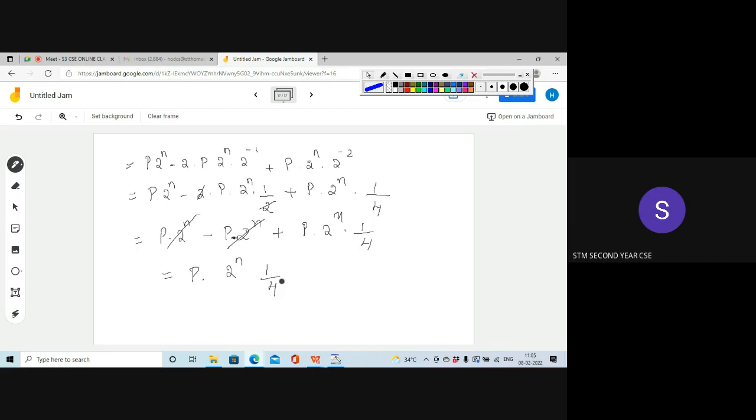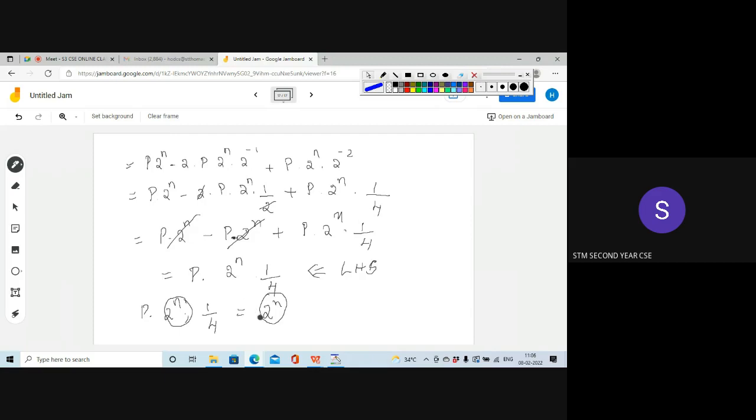Okay. Now I'm going to equate this. This is my LHS, isn't it? Now I'm going to write the entire equation and equate it with RHS. When I solve the LHS, I got this part. So P into 2 raised to n into 1 by 4 is equal to the given. In the given question, the RHS is 2 raised to n, isn't it? So the next step is to compare the coefficients of 2 raised to n on both sides. I have 2 raised to n on both sides. I'm going to compare the coefficients.